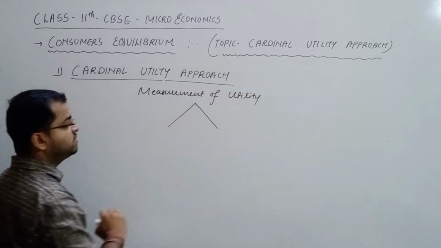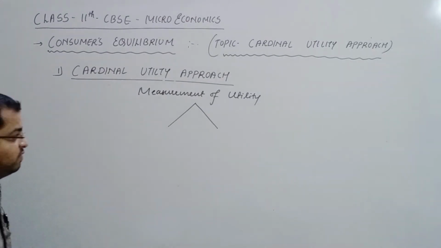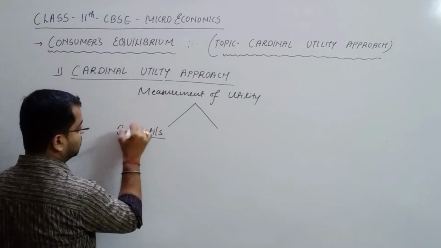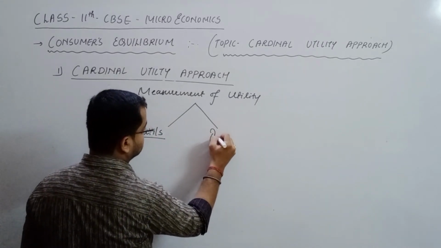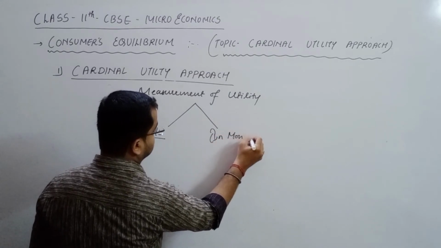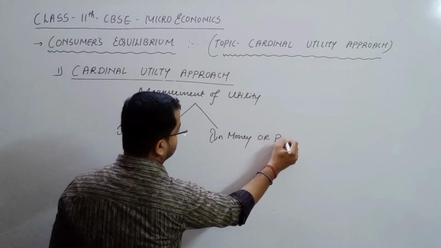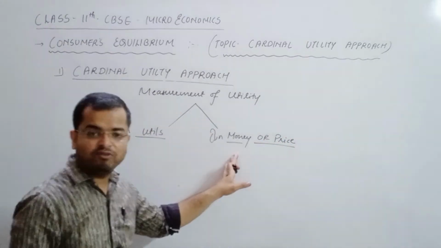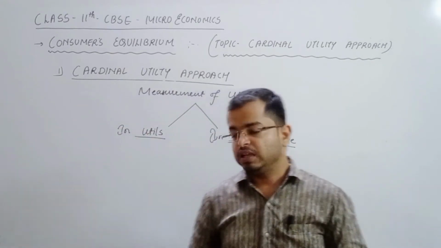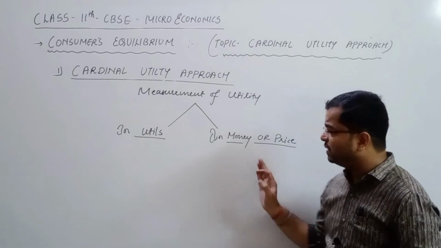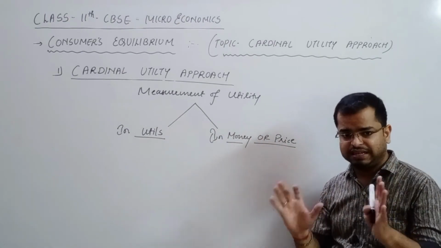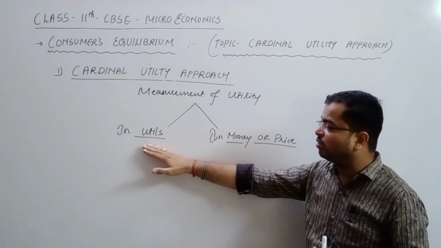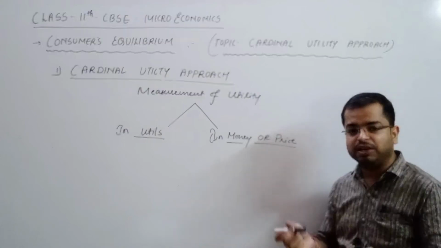So there are two forms for the calculation of utility, for the measurement of utility. First one is in utils, and the second one is in money form, or otherwise in price form. Now I'll give you one example for more understanding, to clarify the utils and the money or price level.